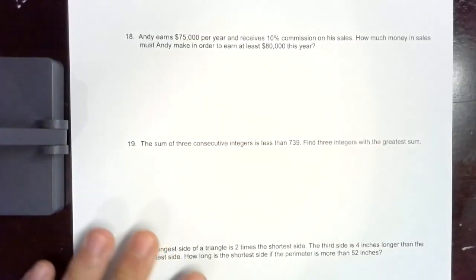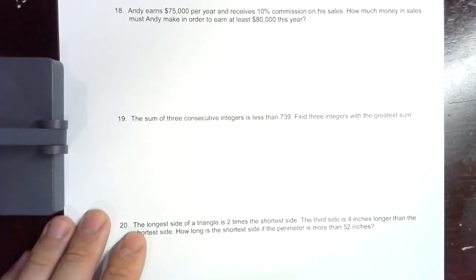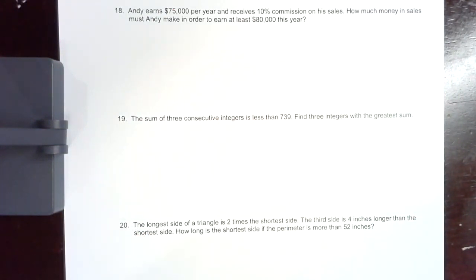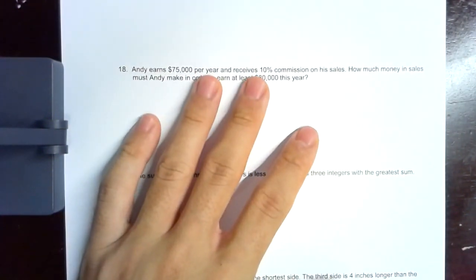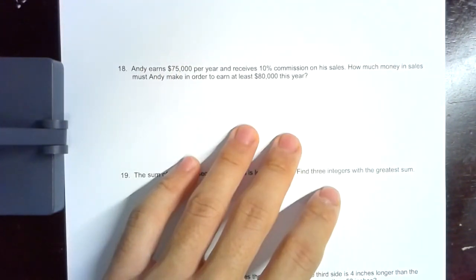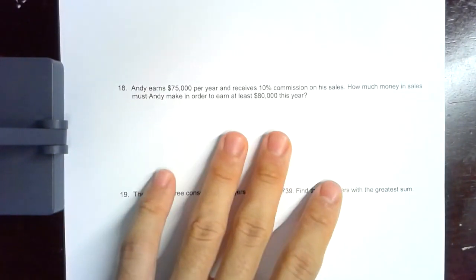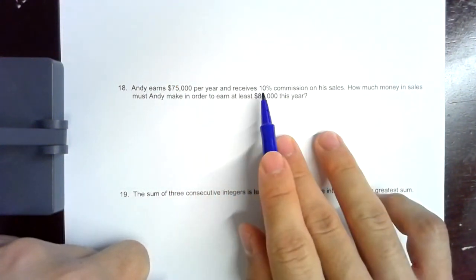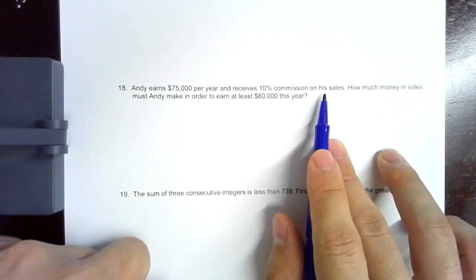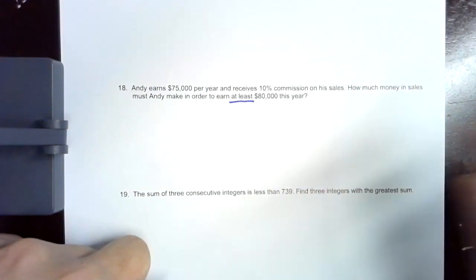All right, let's try one more problem. Let's make it a word problem. Which one shall we try? All right. Yeah, let's go ahead and just try maybe let's try number 18. Okay. So it says Andy earns $75,000 per year and receives 10% commission on his sales. How much money in sales must Andy make in order to earn at least 80,000?